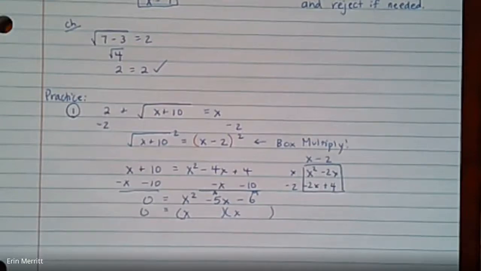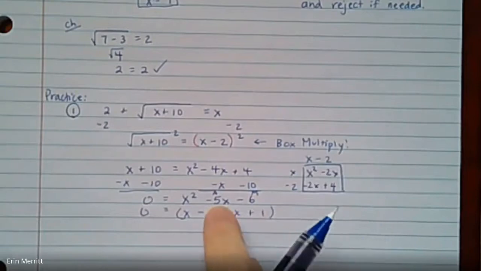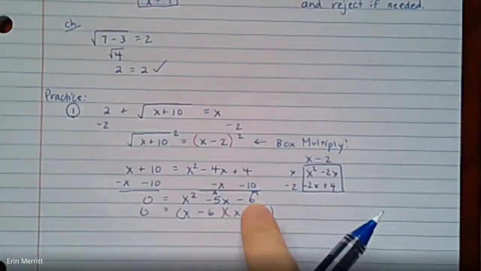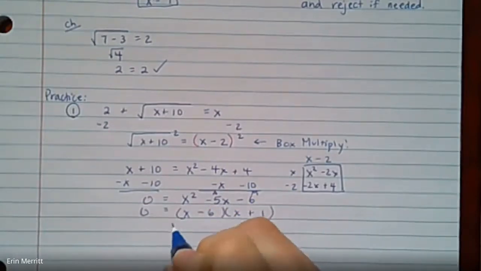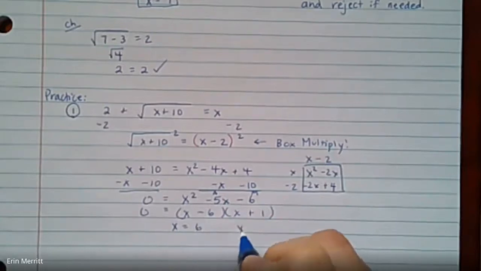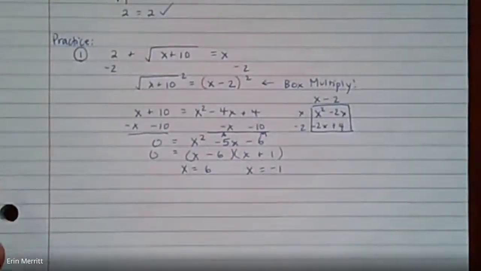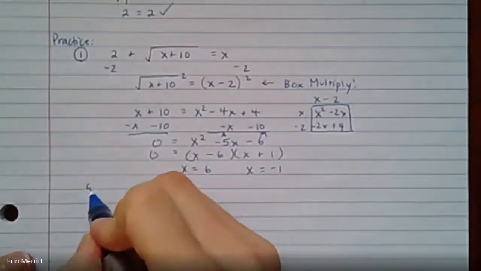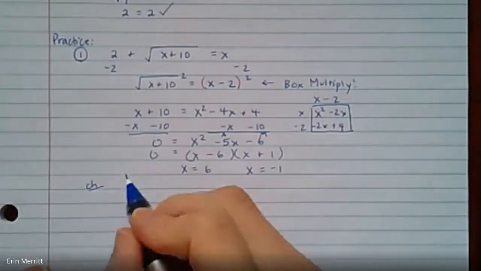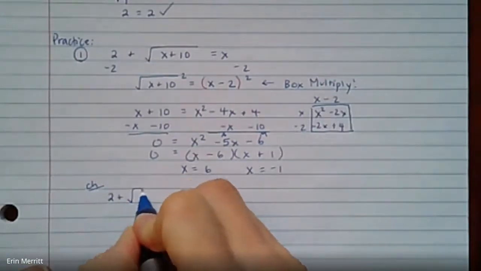With the signs, I think we're going minus 6 and plus 1, so that they'll add to negative 5, but multiply to give us negative 6. So when we solve, we get x equals 6, x equals negative 1. You can absolutely have 2 answers and they both stay, but we definitely want to check and make sure of it. So when I plug back in, I'm going all the way back to the original equation.